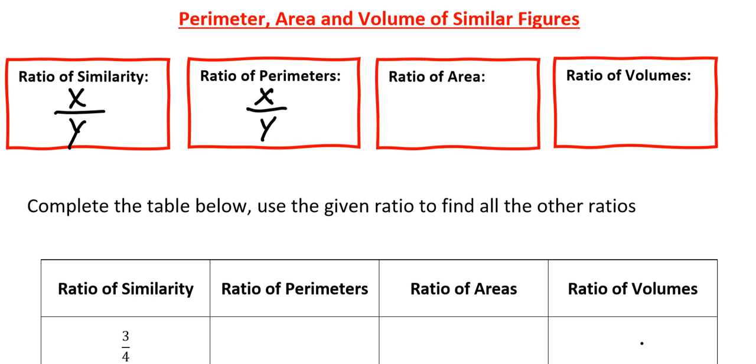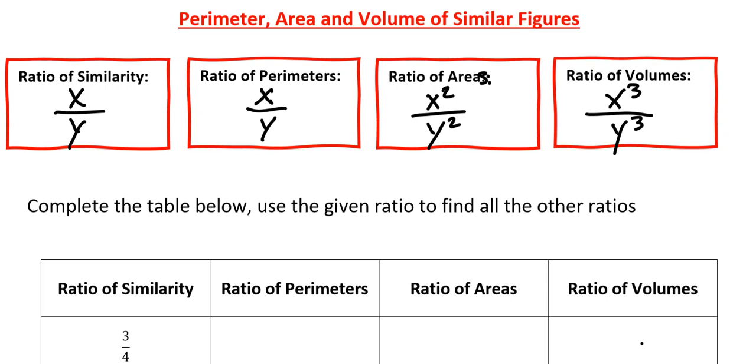The ratio of the areas is going to be when you square both of those values. So it'll be x squared over y squared. And the ratio of the volumes will be when you cube both of those values. So it'll be x cubed over y cubed.